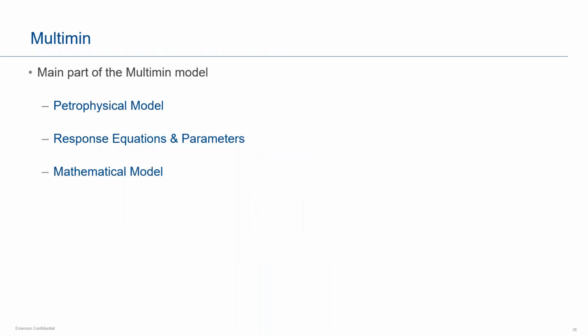So in summary, the main part of the Multimin model is the petrophysical model, where we take the volume of minerals and fluids. Then we set up the response equation, so it can be linear or non-linear. And in the response equation, we input the parameters, which depend on the properties of individual minerals. Finally, the mathematical model is used to solve or minimize the incoherence function.